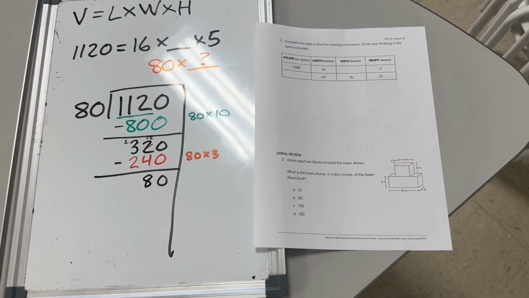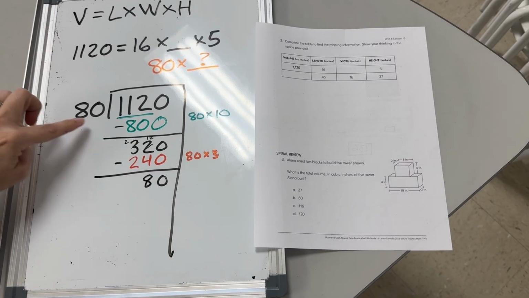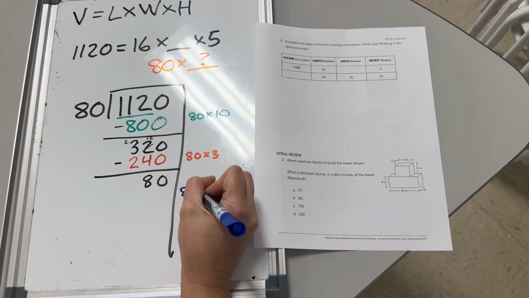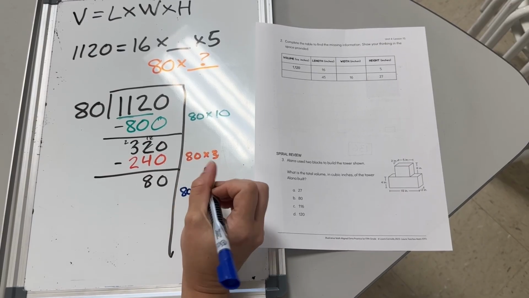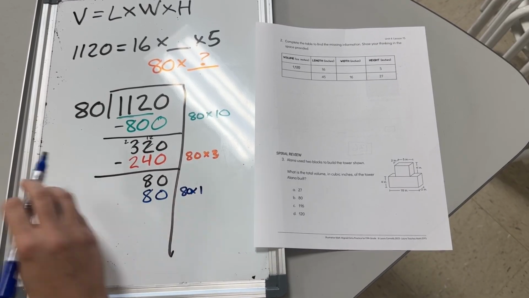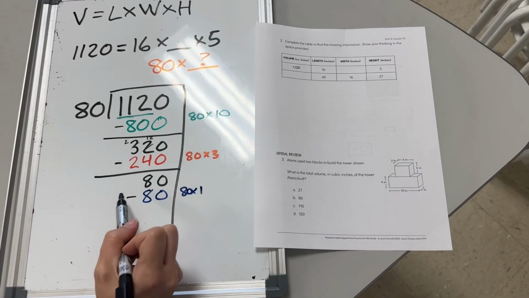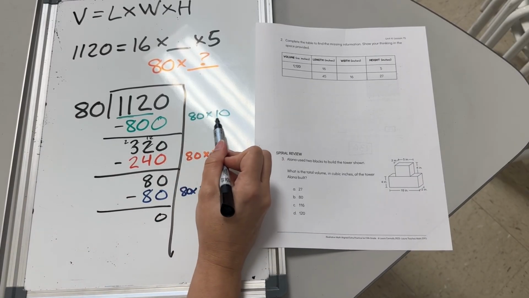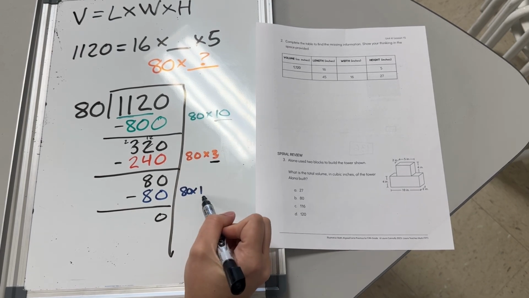80. Look at that, it's 80. So that means I have one more group of 80 here. So I'll go ahead and do 80 times 1 to get 80, subtract to 0. Now I have to look at all of my partial quotients here.